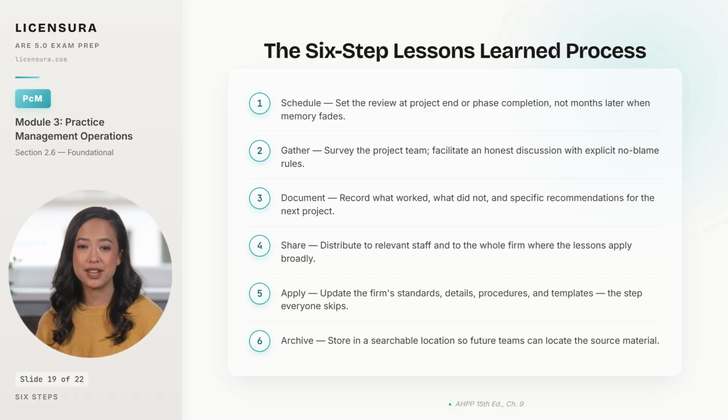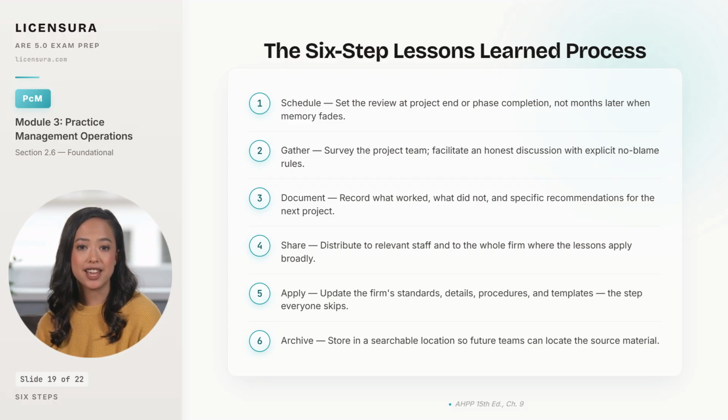Step 3 is document. Record what worked, what did not, and specific recommendations the next project can act on. Vague conclusions like communication could be better are worth nothing. Step 4 is share. Distribute the findings to the staff who will work on similar projects next, and to the whole firm when the lessons apply broadly.